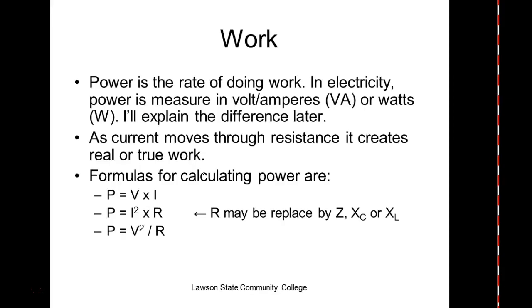Power is rated as the rate of doing work in electricity. Power is measured in volt amperes or watts. We'll explain that difference later. So in AC, usually everything's rated in VA, especially in residential, and then of course in DC, we rate things in watts. Okay, that makes sense. So what we do is these are our main power formulas. Once you get into DC, you'll get into these.